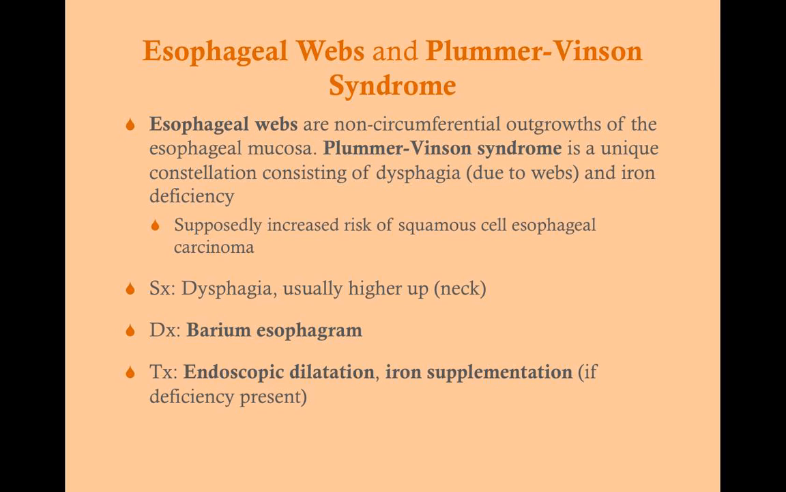The way you diagnose this is, again, barium esophagram. And you'll see on esophagram, you'll see the web, I'll show you that. And the treatment is going to be just like with Schatzki's ring, it's going to be endoscopic dilatation. As mentioned, if the patient has a depressed iron, depressed hemoglobin, you can diagnose it as Plummer-Vinson syndrome, and then you're going to go ahead and do the endoscopic dilatation, but you're also going to supplement the patient with iron.